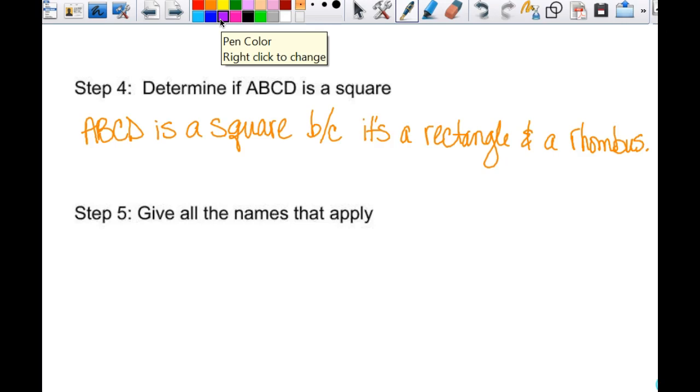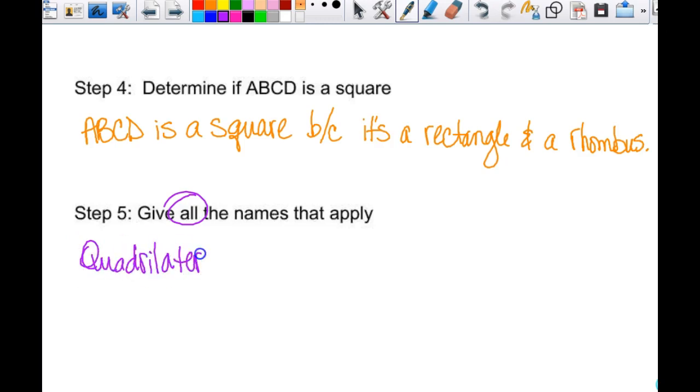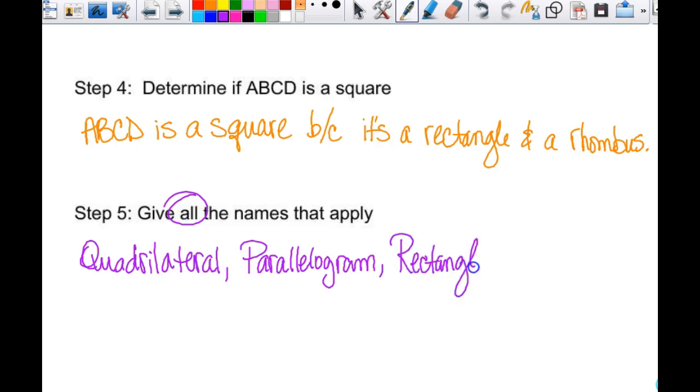Then it says give all the names that apply. So let's start with the most generic. What's the most generic name we can give this thing? Quadrilateral. Good. Quadrilateral. So then the next most generic would be what? Parallelogram. Then the next two really don't matter what order as far as how generic, but like rectangle. And then what? Rhombus, and then square.